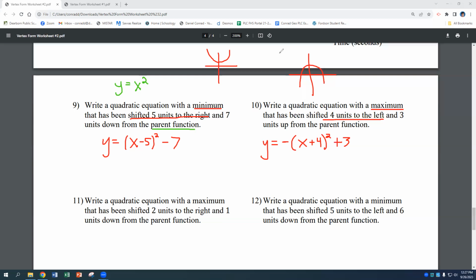All right, and that covers pretty much all the ideas of vertex form for the quadratic.